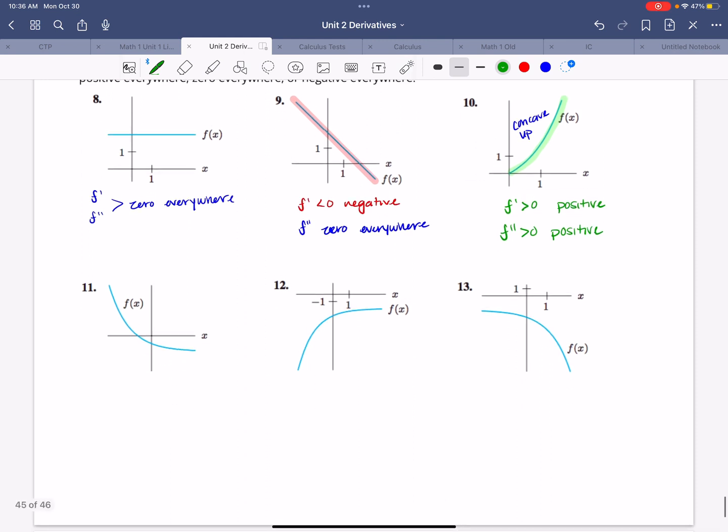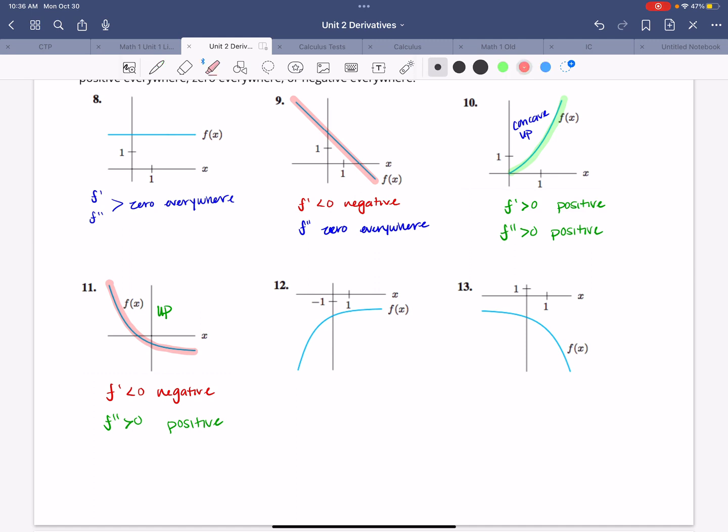Number 11, my function is decreasing, which means that my first derivative is going to be negative. But I'm concave up here, so my second derivative is going to be greater than 0. It's going to be positive.